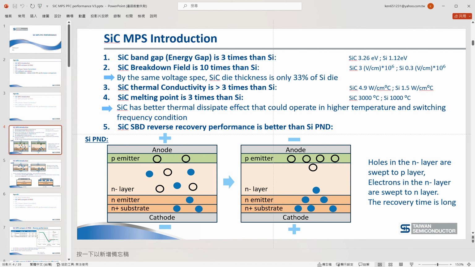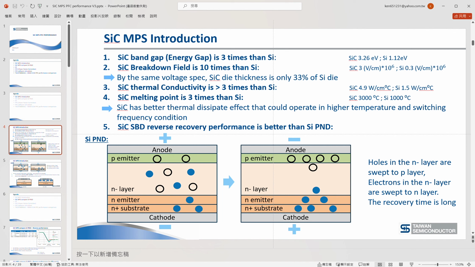The fourth superiority is that the silicon carbide melting point is 3 times that of silicon-based die. So silicon carbide has a better thermal dissipation effect. It can operate in high temperature and high frequency environments. The fifth superiority is that silicon carbide's recovery performance is better than silicon-based products.